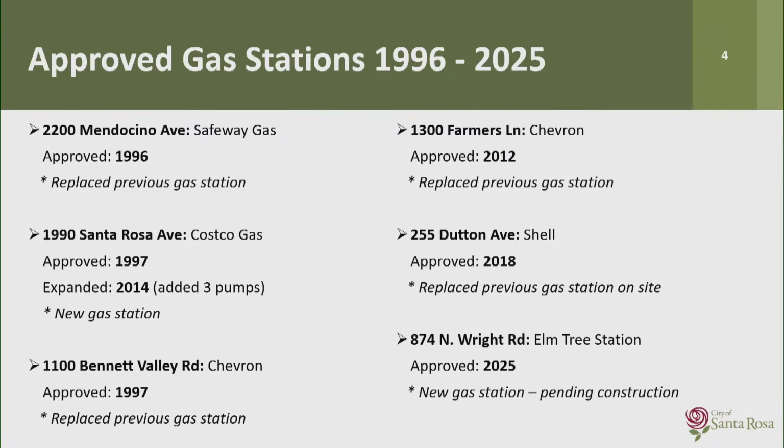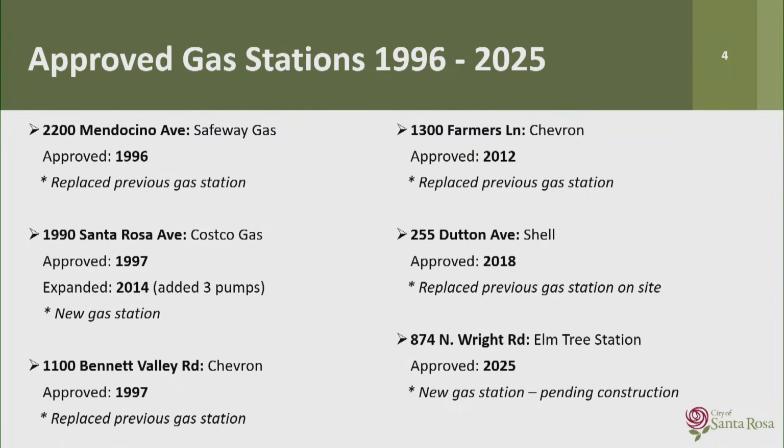So we have seen back in 1996, Mendocino Avenue, that's a bit of a unique situation. That was an existing gas station that when Safeway occupied that site in the early 2000s, rebranded and took over that gas station. We saw in 1990, Costco added gas and then extended the pumps in 2014. That would constitute a new gas station since it did not exist in that location. In 1997, on Bennett Valley Road, we saw a Chevron move forward. This is probably the most common request. It was a gas station replacing an existing gas station.